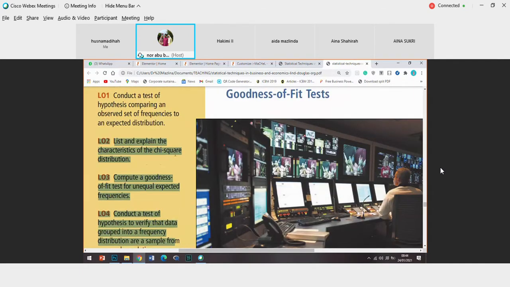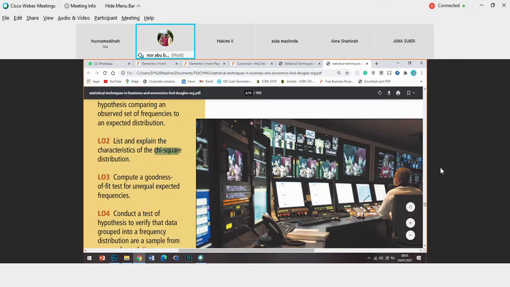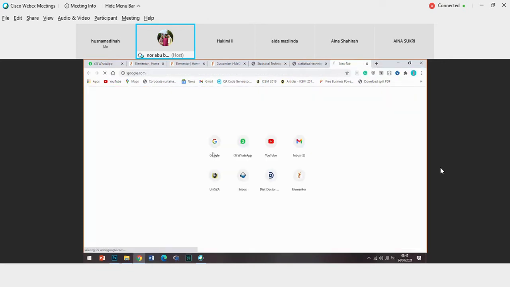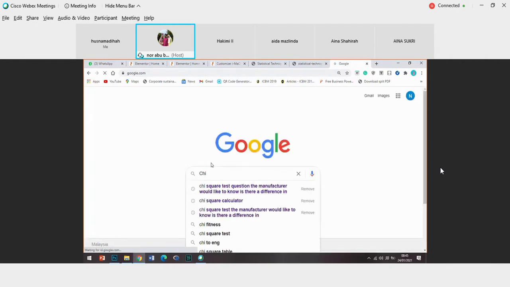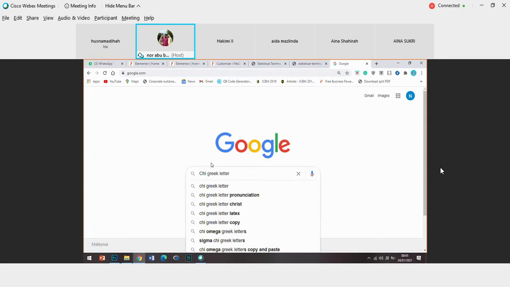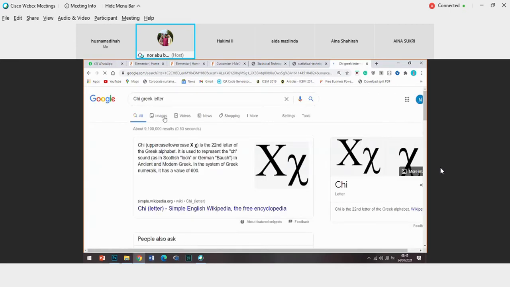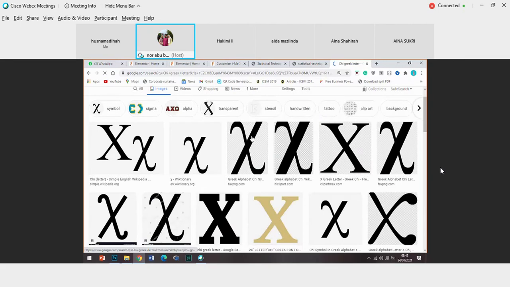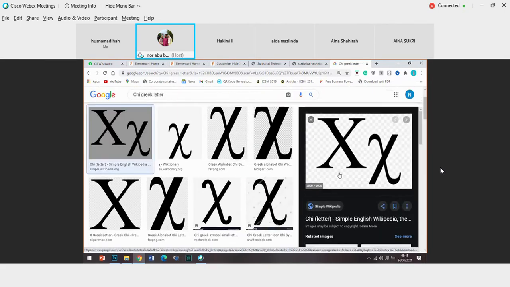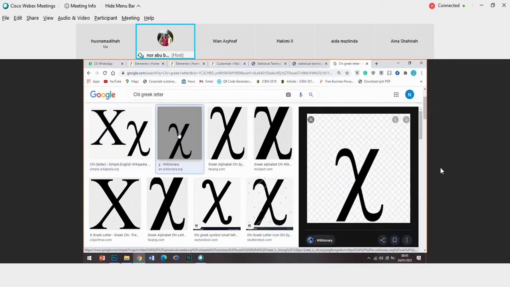chi-square. Chi-square ni chi. Okay, kita tengok chi is one of the Greek letter. Okay, so this is chi. Okay, nampak ni? Nampak doktor. Okay, nampak. This is the capital chi and then this is the small chi. Okay, small chi. Jadi dia macam straight and then herot sikit. Nampak ni?